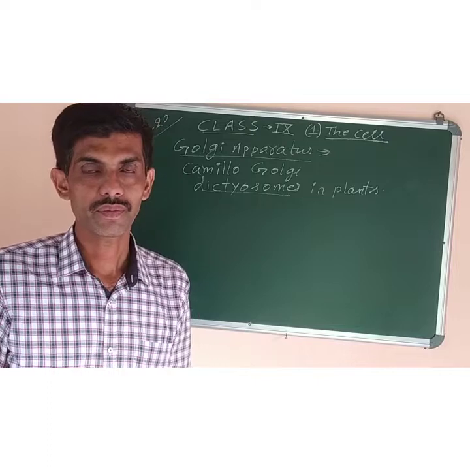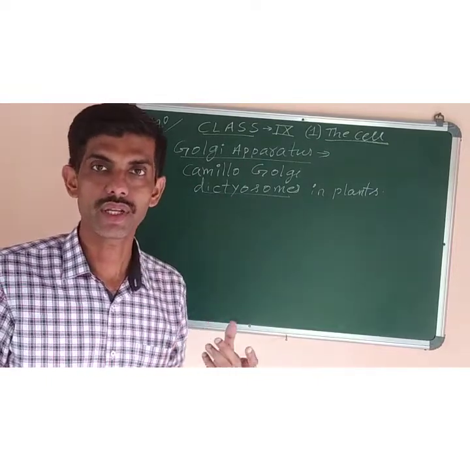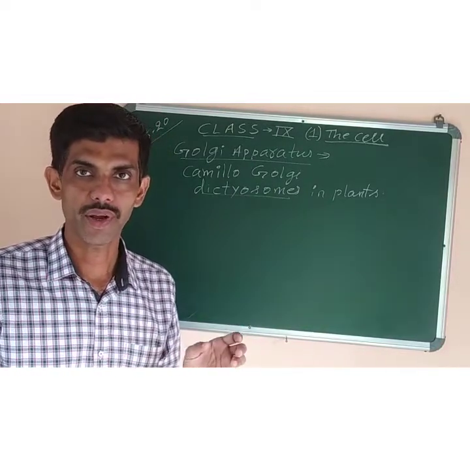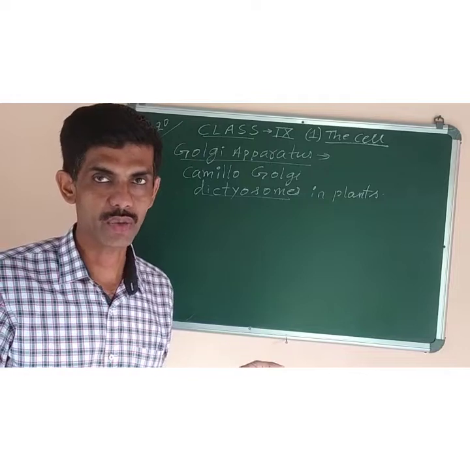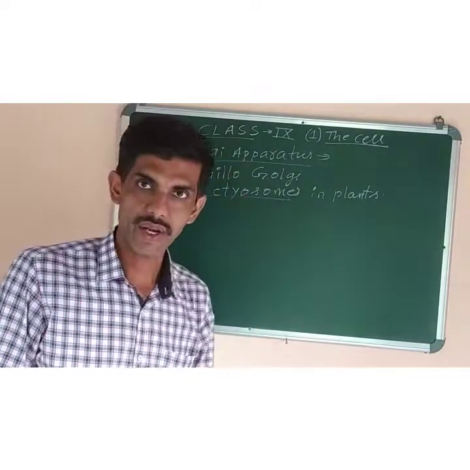Now next, Golgi apparatus: from where does it originate? It originates from the endoplasmic reticulum only. The budding of the endoplasmic reticulum, that is the vesicles which are present at the last part, give rise to the Golgi apparatus or the Golgi bodies.